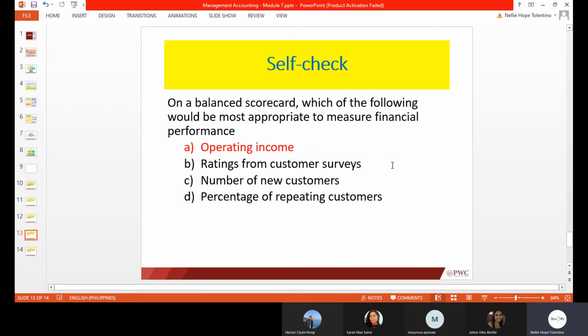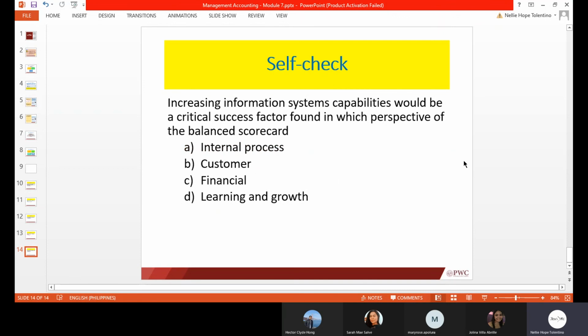Itong B, ano kaya ito? Customer perspective. Yes. B, C, customer pa rin. D, customer pa rin. So, last question.